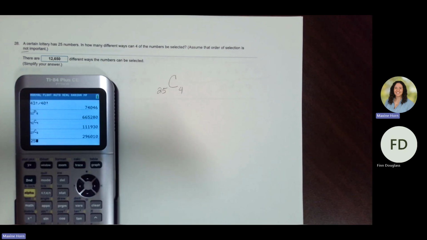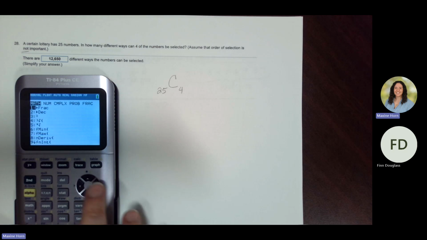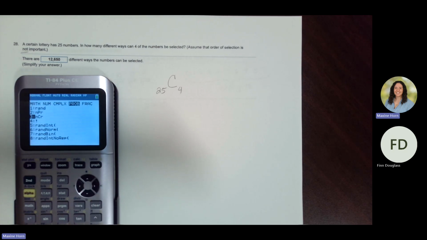So 25, we go math. We arrow over to probability. We choose nCr because it's a combination, because the order doesn't matter. We're choosing 4 of them. And that's how we get 12,650. Okay.